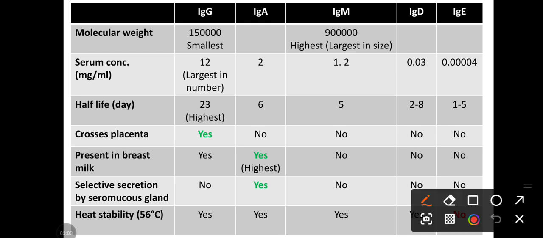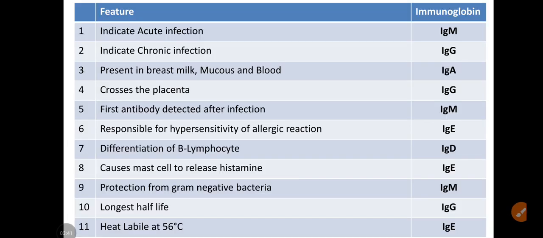So from this table, I think all the important points have been covered. Please remember molecular weight, highest and lowest; serum concentration means largest in number and smallest in number; then half life, longest and shortest; crosses placenta, only one antibody, that is IgG; present in breast milk, only one, you have to remember IgA; selective secretions by seromucous gland, please remember IgA; and the heat stability, all are heat stable, but please remember which one is heat labile, that is IgE. So this table is very important. I think we have covered all the points, right?